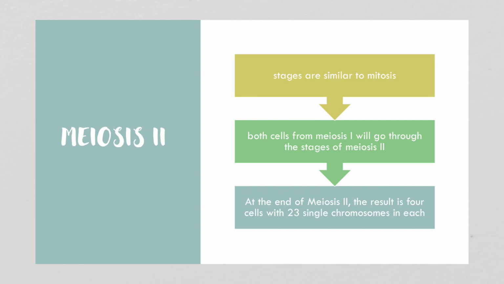So meiosis 2, the stages are exactly the same as mitosis. So both cells from meiosis 1 will go through the stages of meiosis 2. So it'll have prophase 2 where they'll prepare, the nuclear membrane will start to dissolve. Then metaphase 2, the chromosomes will line up along the equator. And then in anaphase 2, the centromeres divide and the single chromosomes will go to opposite ends of the cell. So at the end of meiosis 2, the result is 4 cells with 23 single chromosomes in each.